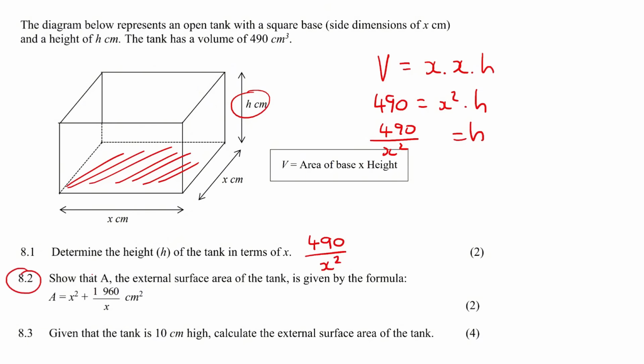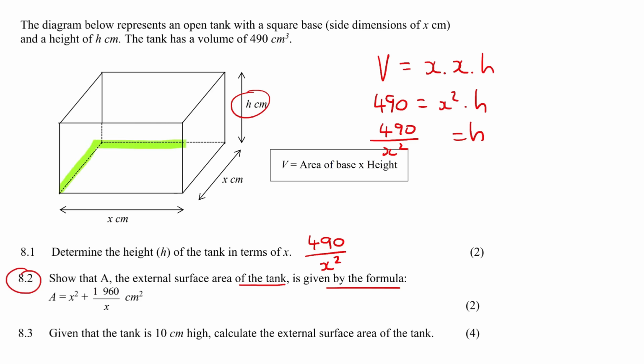Then this one here says show that A, which is the external surface area of the tank, will be given by that formula. Okay, so don't even look at that. Just go find the surface area. So you got to understand that there's a surface area at the bottom. There's a surface area on the side, this side.